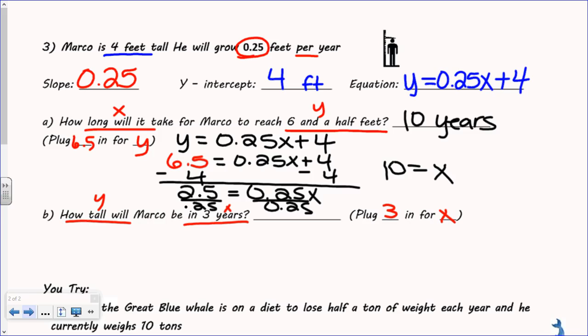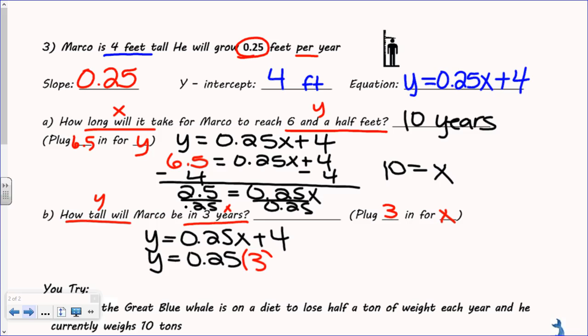Again, write your equation again. y equals 0.25x plus 4. And then we're going to plug in 3 for x. So this is being multiplied. All right, so now we're just going to use order of operations. You're going to multiply first. So we got 0.75 plus 4. And then add those together. We get y equals 4.75.